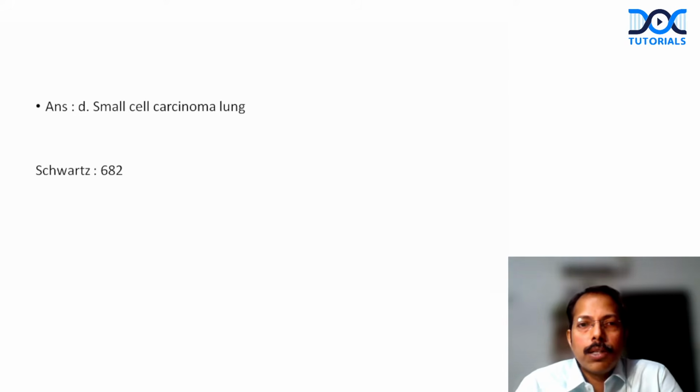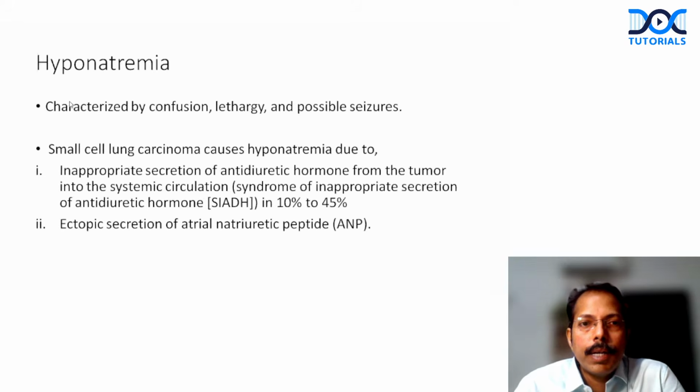The options given were adenocarcinoma, squamous cell, large cell, small cell. So what could be the answer? It is small cell carcinoma. And hyponatremia typically causes confusion, lethargy, and possibly seizures. Small cell lung carcinoma causes hyponatremia due to SIADH secretion and also due to ectopic secretion of atrial natriuretic peptide. So these two are the acceptable reasons for hyponatremia in small cell carcinoma lung.